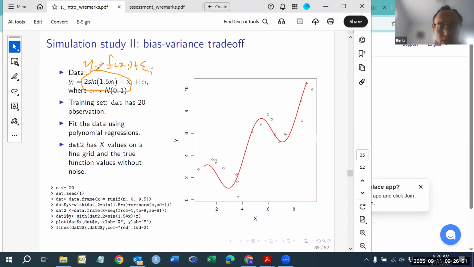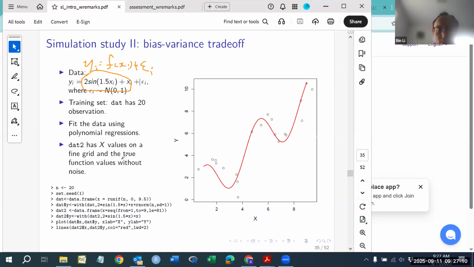Is that right? So that is exactly the assumption that we have. Okay, so this is a very flexible model assumption. So in this plot, you can see the red curve. That is the true function.